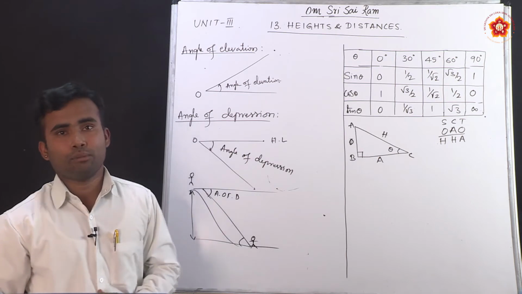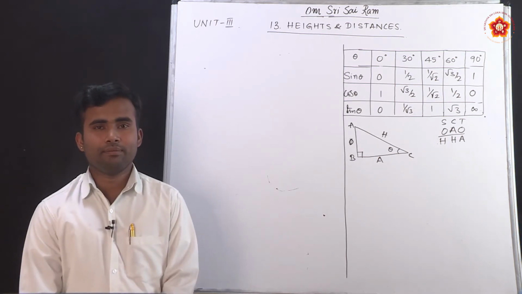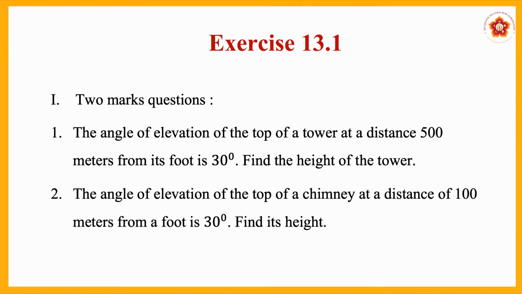So, now let us move on to the problems. The question is, the angle of elevation of the top of a tower at a distance of 500 meters from its foot is 30 degree. Find the height of the tower. Here they have given the angle of elevation and the distance between the tower and the observer as 500 meters, and the angle of elevation is 30 degree. By using this data, we can find the actual height of the tower.